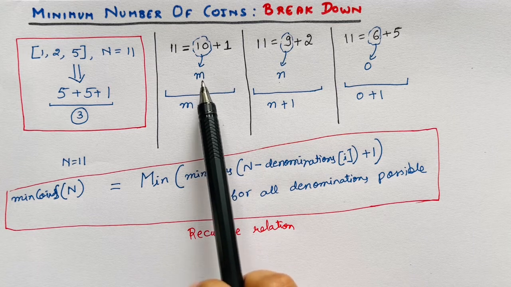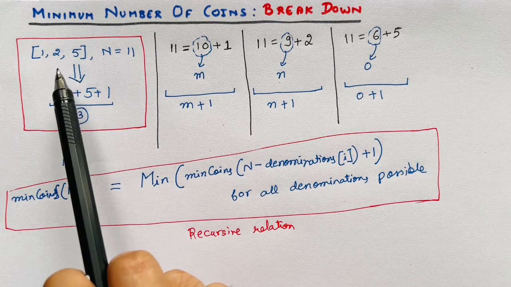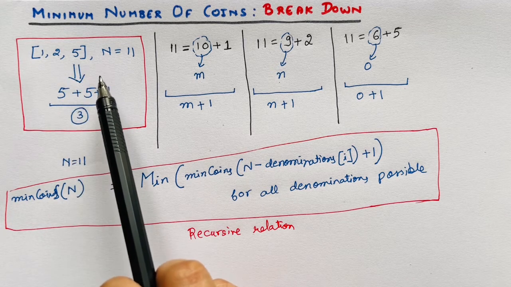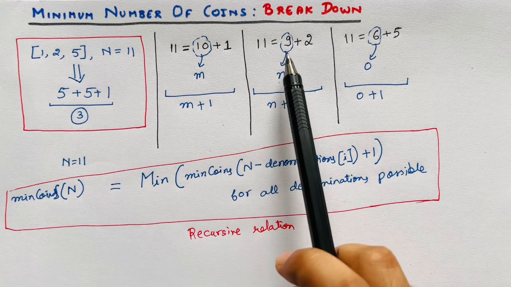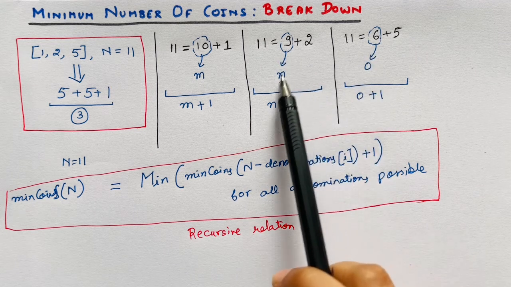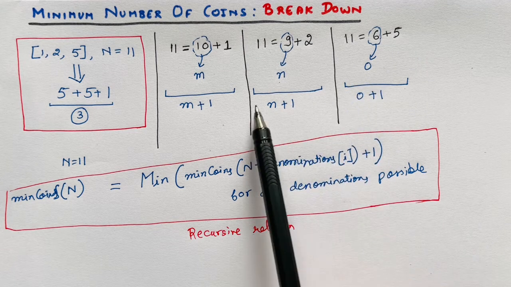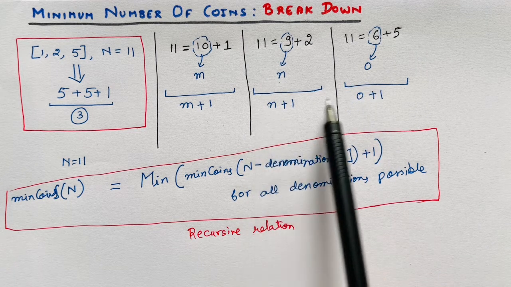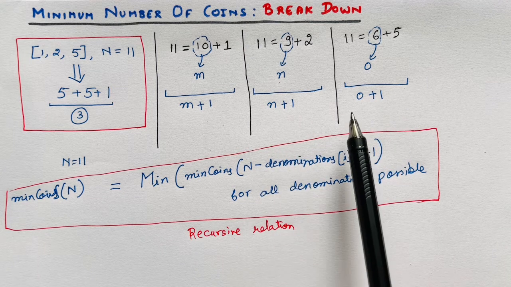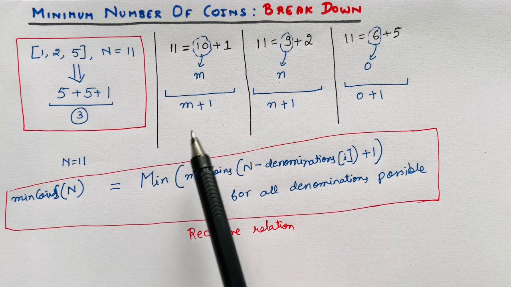But that was just one way of breaking this problem down. We could have similarly picked a 2 rupee coin or a 5 rupee coin. In those cases, our smaller problems would become 9 and 6. And if somebody told us the answers to these smaller problems as well, we could have the answer for 11 as n plus 1 and o plus 1. But which of these should we choose as the answer for our 11?